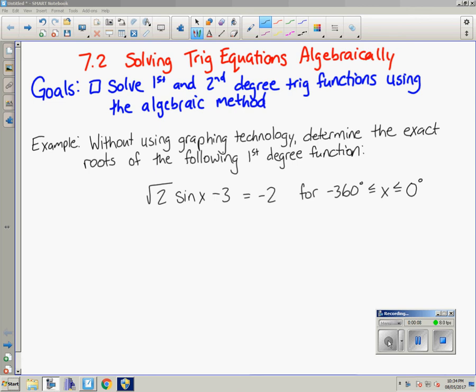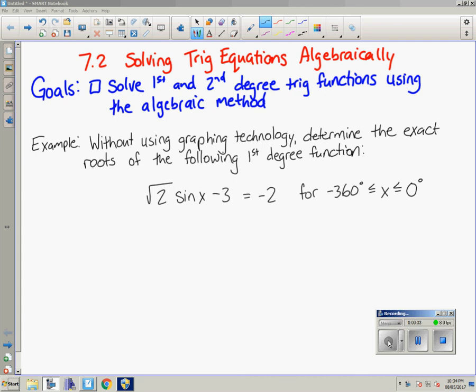And today we're going to cover section 7.2, which is solving trigonometric equations algebraically. So the goal for today is to solve first and second degree trig functions using the algebraic method. We're going to go through 3 examples today, and that should hopefully get you started with the questions in the textbook that I already assigned yesterday. And if you have questions with the textbook work, we can go over those tomorrow as soon as I get back.